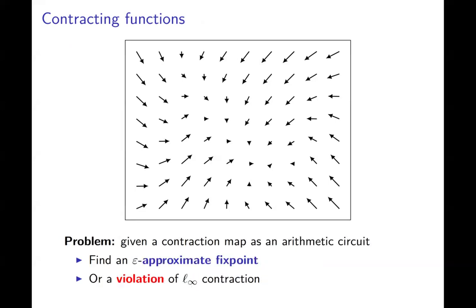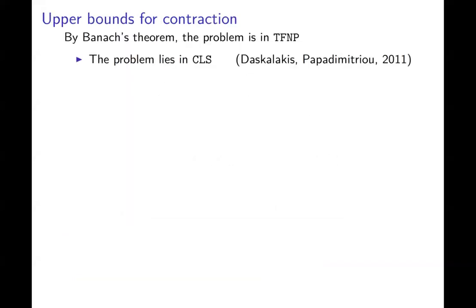From a computational point of view, the problem can be defined as: given the contraction map as an arithmetic circuit, either find an epsilon approximate fixed point or find a pair of points that witness a violation of L-infinity contraction. So where f is increasing rather than decreasing compared to the L-infinity distance between the 2 points. Since we know the result by Banach, we place the problem in TFNP. Additionally, the problem has been shown to lie in CLS, which is the same complexity class as we stated for Tarski previously.